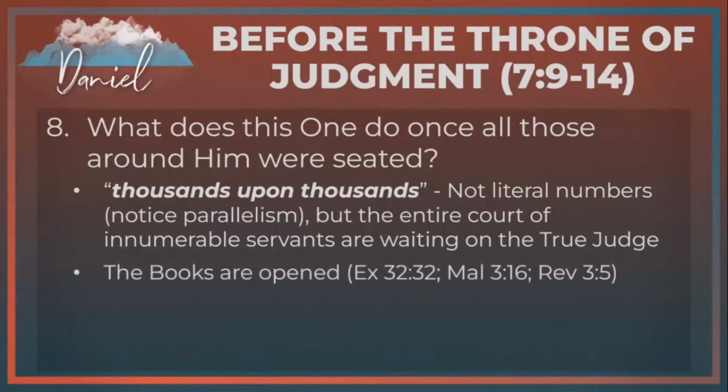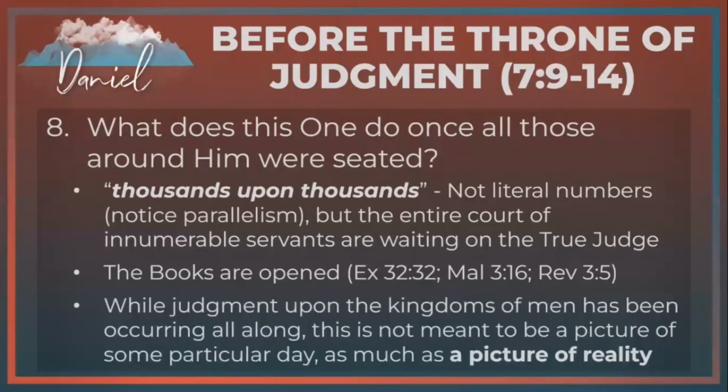Books are opened. We see that phrase used even all the way back to Exodus chapter 32, when Moses is saying, no, don't blot my name out of the book, or the name of the people out of the book. Of course, we see that elsewhere, like in Malachi and Revelation. So there's judgment on the kingdoms of men happening here. But that's been occurring all along, right? It's not like this is the first time this is happening. Should we take this as being a time reference, I guess is the question? This is like one judgment day, I guess is what I'm asking.